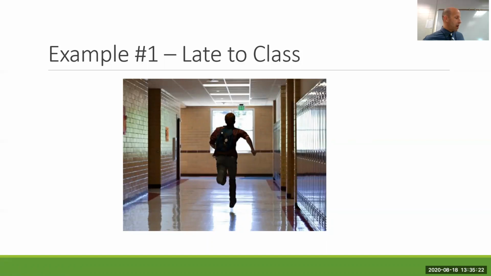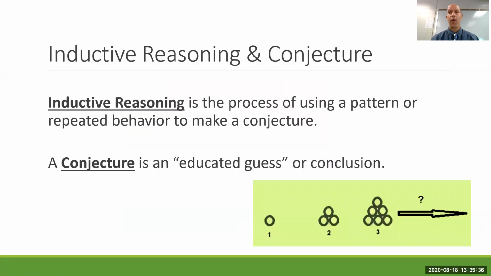It's probably not hard to argue that the teacher might think Billy's going to be tardy again on Friday. This is an example of inductive reasoning. Based on previous experience or based on a pattern, we make a conclusion. And that conclusion is called a conjecture.